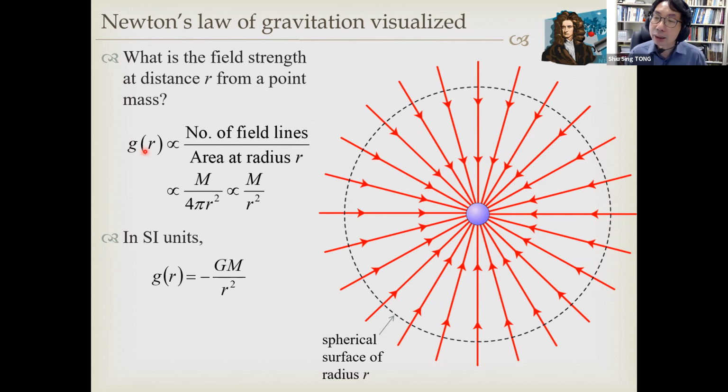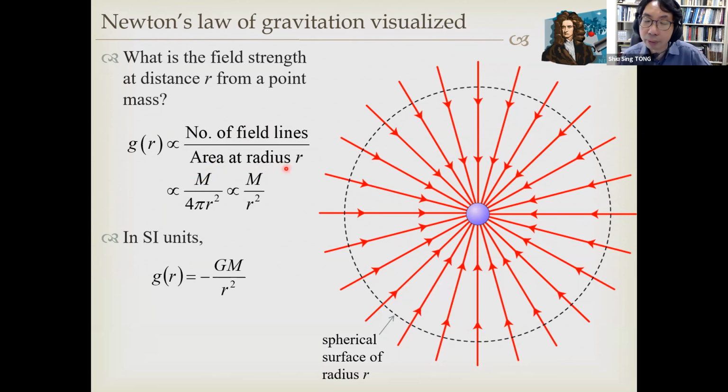And as I say, the gravitational field strength here is the number density of the field lines, the number of field lines divided by the area, right? So how many field lines are intercepting this area? I know I cannot count the field lines, but I know that the number of field lines is proportional to the mass. If I have a larger mass here, I have more field lines converging to it. So although I don't know the proportional constant, I know that the total number of field lines produced by the mass is proportional to the mass itself, right?